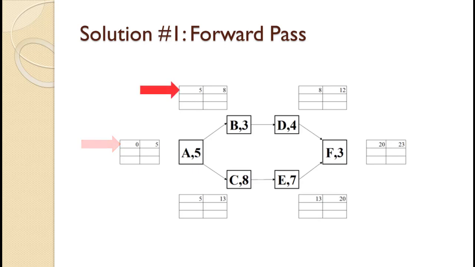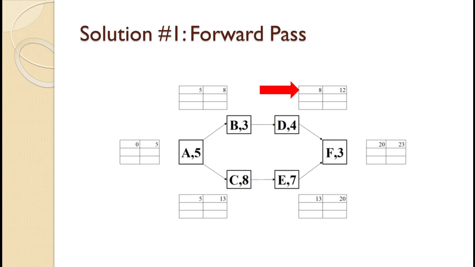When there's only one line coming into an activity from the left, as there is here, the early start time for the activity is just the early finish time for the prior activity. So, for B, that is the 5 from A. Early finish time is 5 plus 3 equals 8. Activity C also has one line from the left, so its early start time is also 5 and 5 plus 8 equals 13. Activity D has one line coming from B, so its early start time is 8 and 8 plus 4 equals 12.